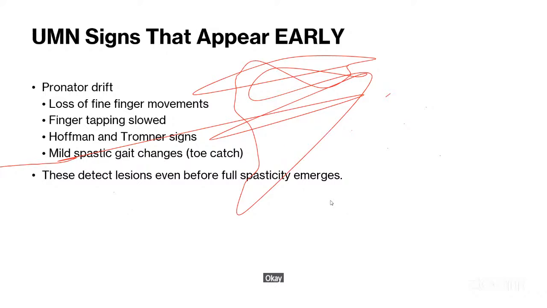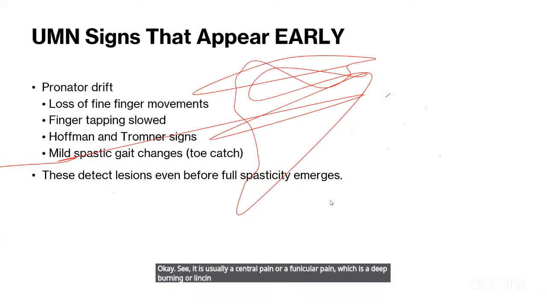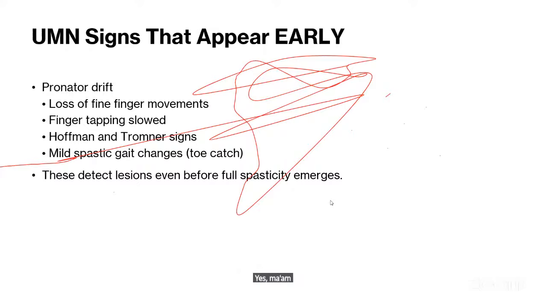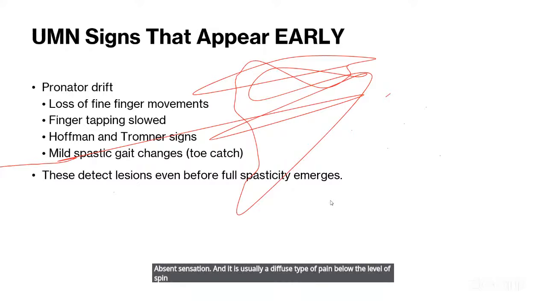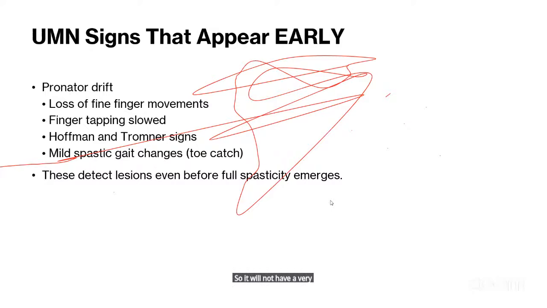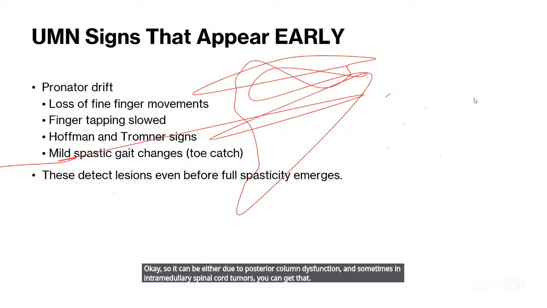Okay. See, it is usually a central pain or a funicular pain, which is a deep burning or lancinating type. It will usually occur in an area of decreased or absent sensation. And it is usually a diffuse type of pain below the level of spinal cord lesion. So it will not have a very good localizing value. So it can be either due to posterior column dysfunction, and sometimes in intramedullary spinal cord tumors, you can get that.